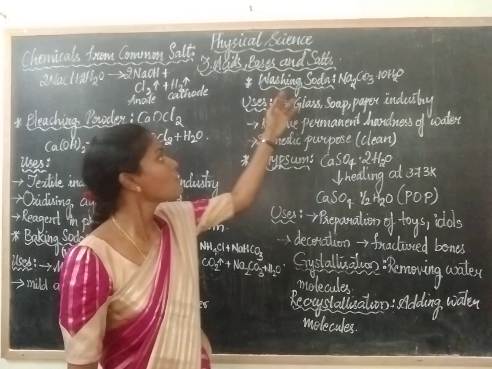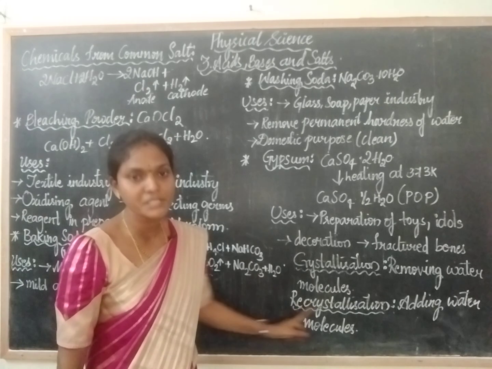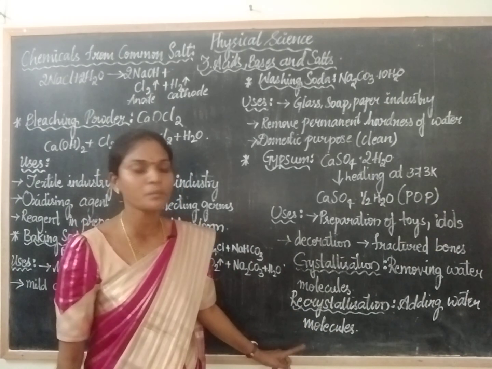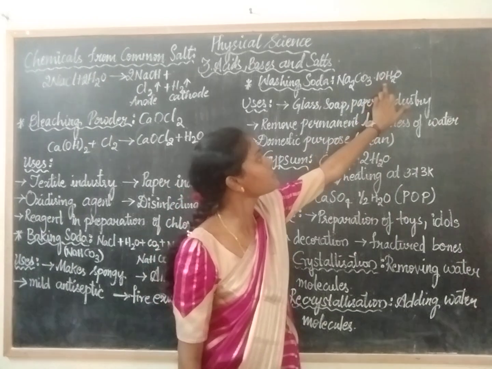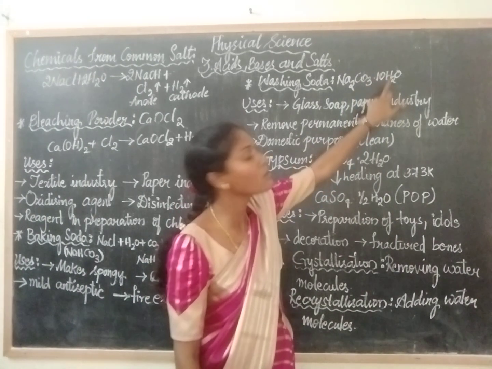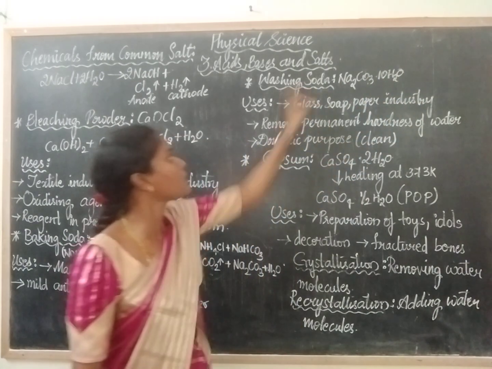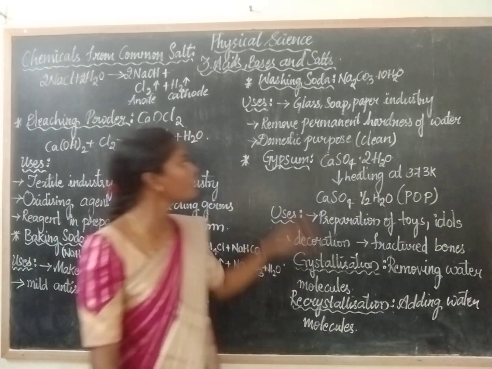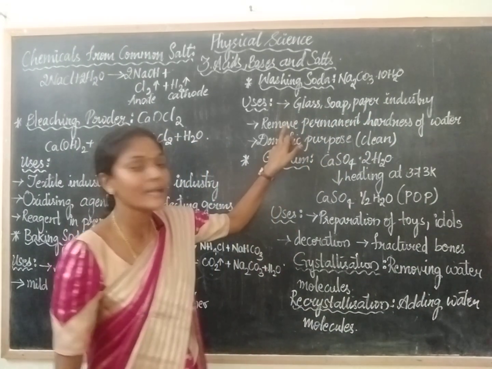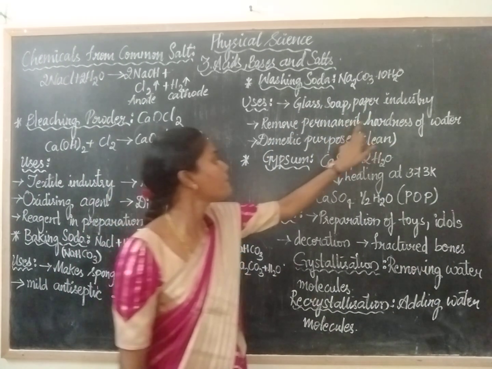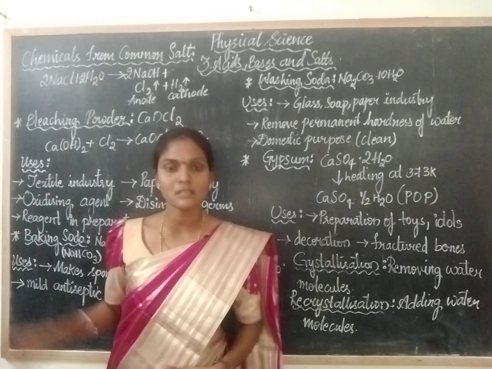Okay. Next, washing soda. Even this washing soda is obtained from recrystallization itself. Recrystallization means adding water molecules. So Na2CO3, when we add water to it, forms Na2CO3·10H2O. This is the chemical formula for washing soda. Where can you use this? In the glass, soap, and paper industry, and it is also used to remove the permanent hardness of water.